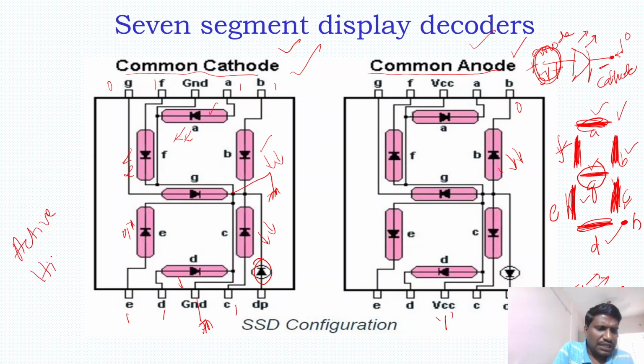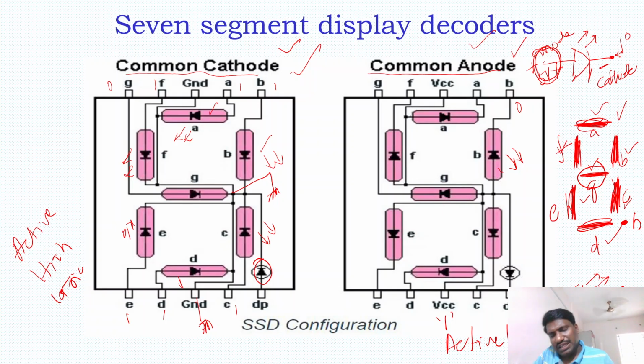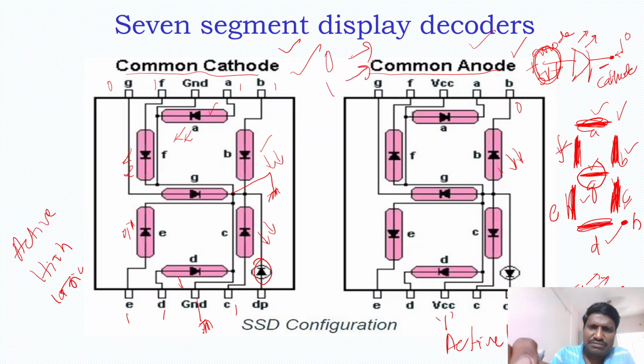Active high logic, whereas common anode is active low logic. Active low logic. Why? When I give 0, then only the LED will turn on. For what sake is this? If I give 0, I should display 0. If I give 1, I have to display 1.